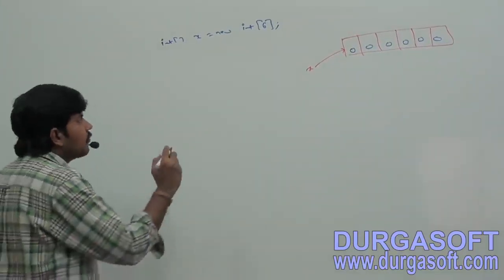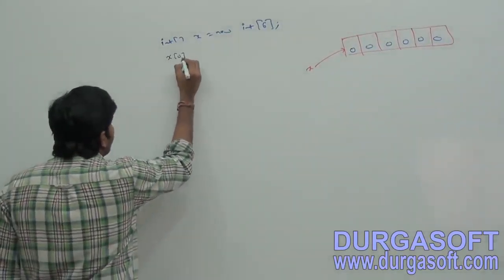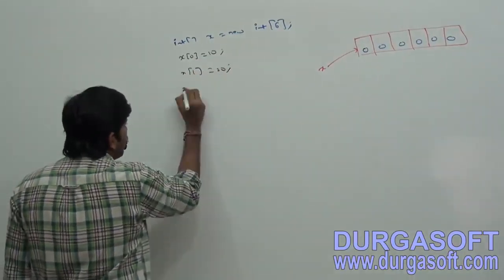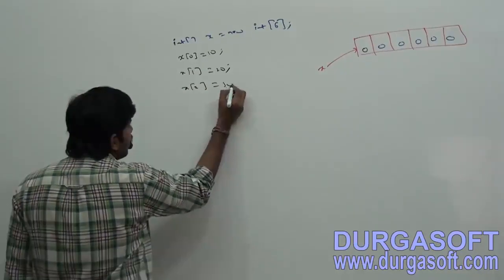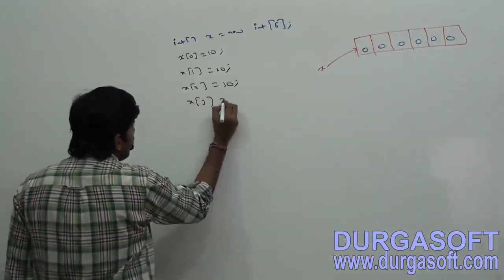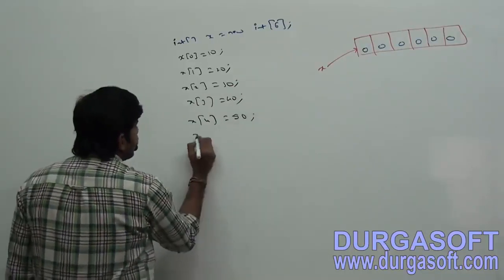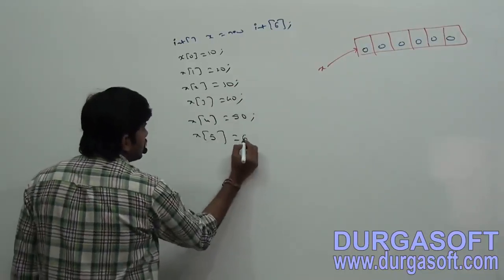Sir, if you are not satisfied with the default value, then happily we can override the default values with our customized values. No problem. x of 0 is equal to 10. x of 1 is equal to 20. x of 2 is equal to 30. x of 3 is equal to 40. x of 4 is equal to 50. x of 5 is equal to 60.